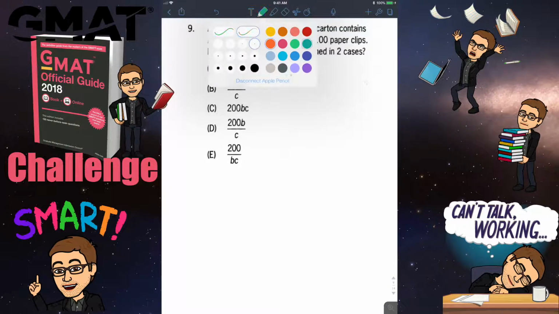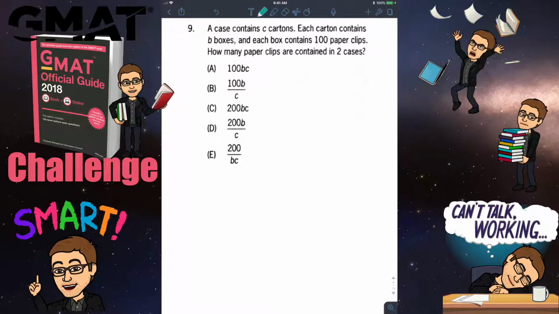If you know algebra, the way to solve this, since it's talking about 2 cases, is you start with 2. And then one case contains C cartons. So that means in 2 cases, there are 2 times C cartons. Within each carton, it contains B boxes. So if you have 2C cartons, you have 2C times B boxes.